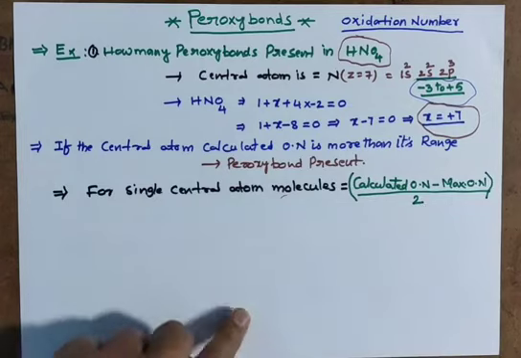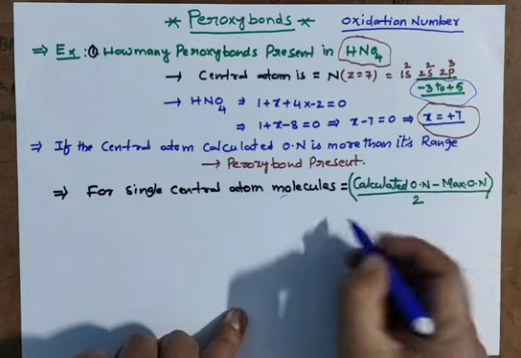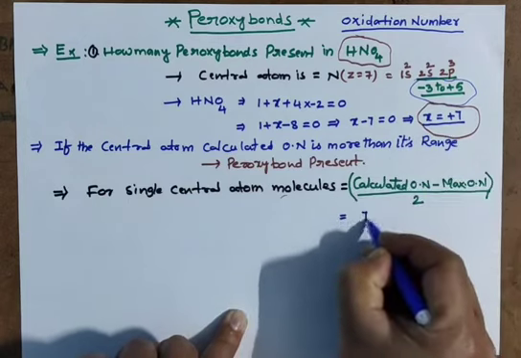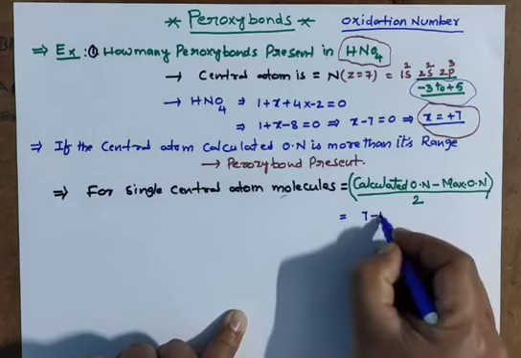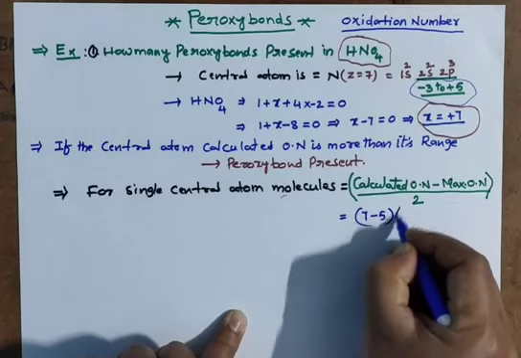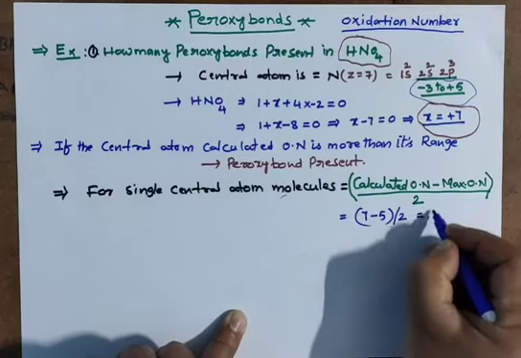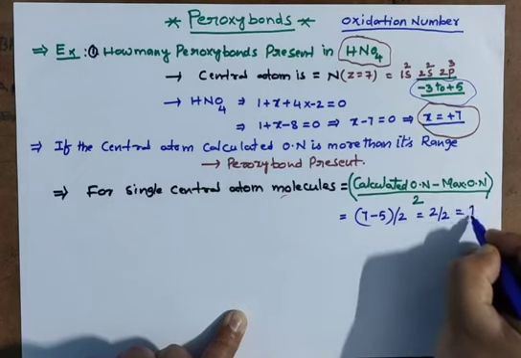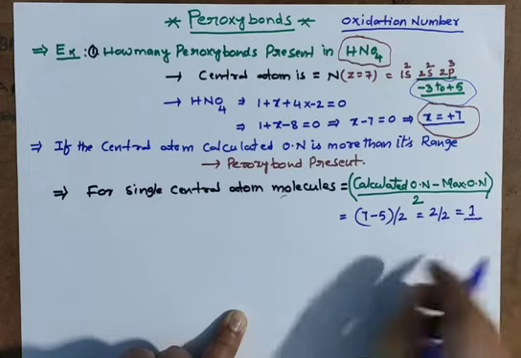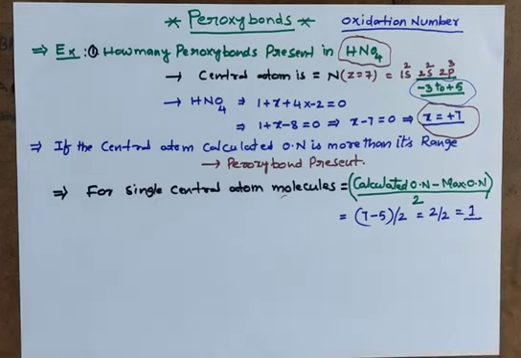Now you apply. The calculated value you got is 7, minus the maximum oxidation number of the central atom, 5, by 2. That equals 2 by 2, which equals 1. So 1 peroxy bond is present in HNO4. No need to cross-check; directly you can go bluntly, no problem.